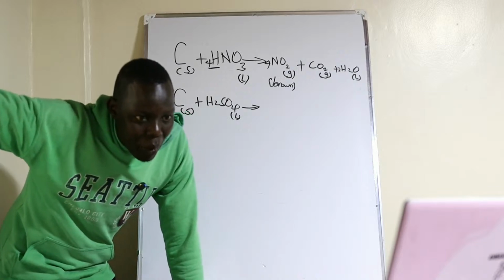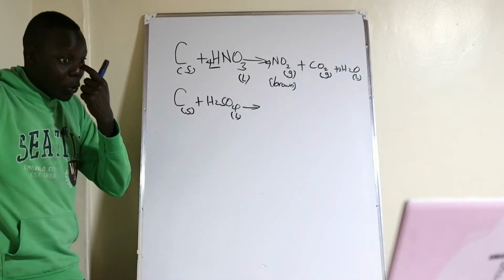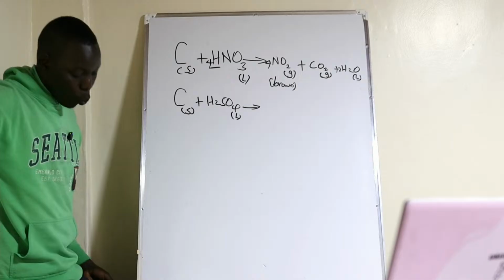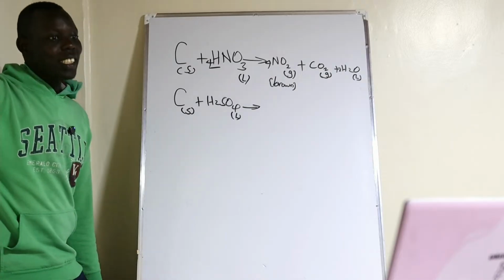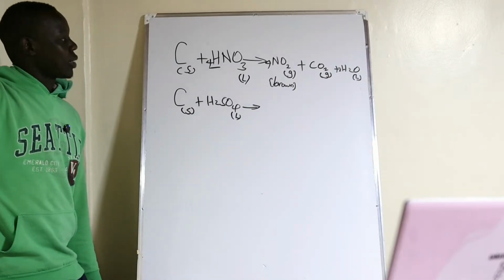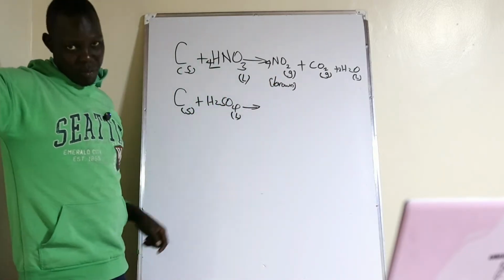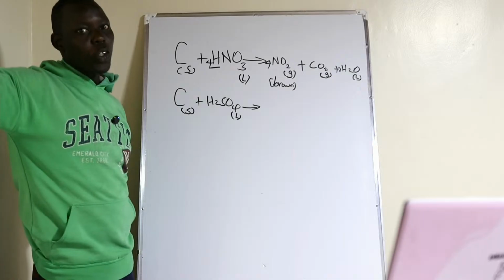Claudio says red, brown. You choose one color. In chemistry, you don't write a mixture of colors. You just decide on one color, which one to work with. Red is allowed. Brown is allowed. That's why I wrote brown. I cannot write red, brown. That shows that you're not sure.